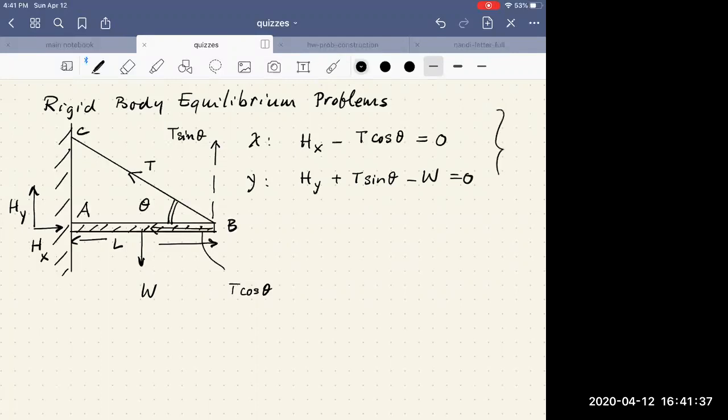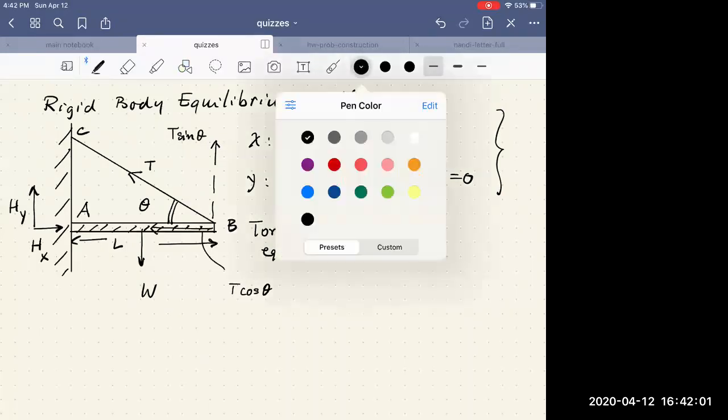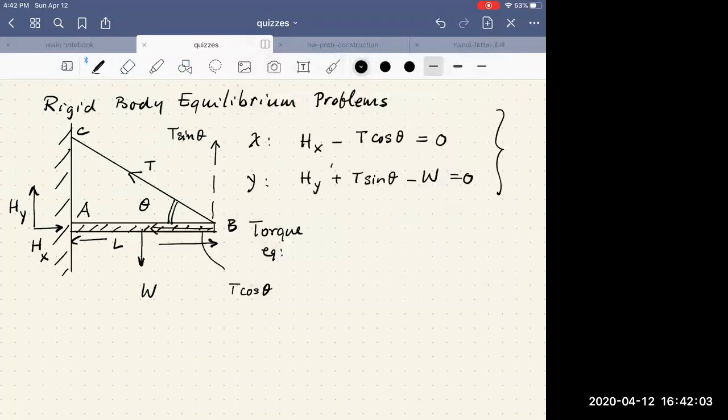And of course, along with equation for forces, we also need to make sure that this rod doesn't have a tendency to turn, which means that we want to set up the torque equation. And the torque equation, we will take torque about point A. Now here is an important issue that I should address. Let's give this point a color. This is the color. This is the point A.